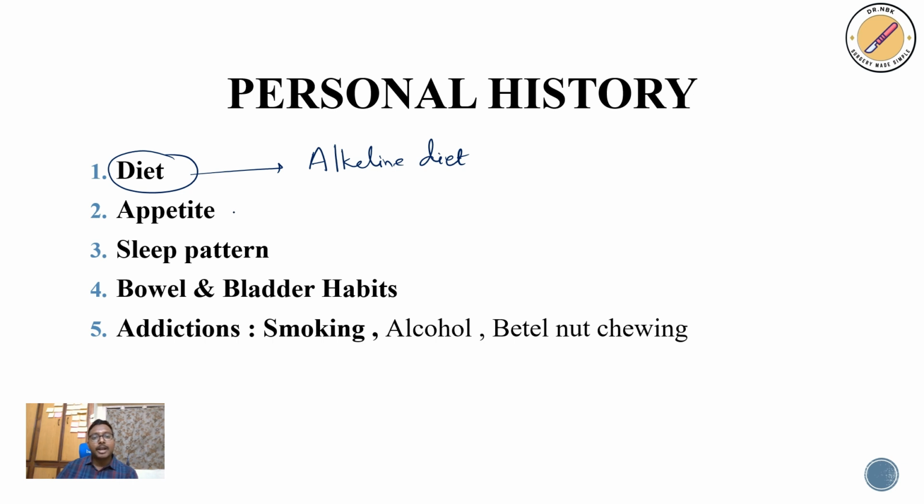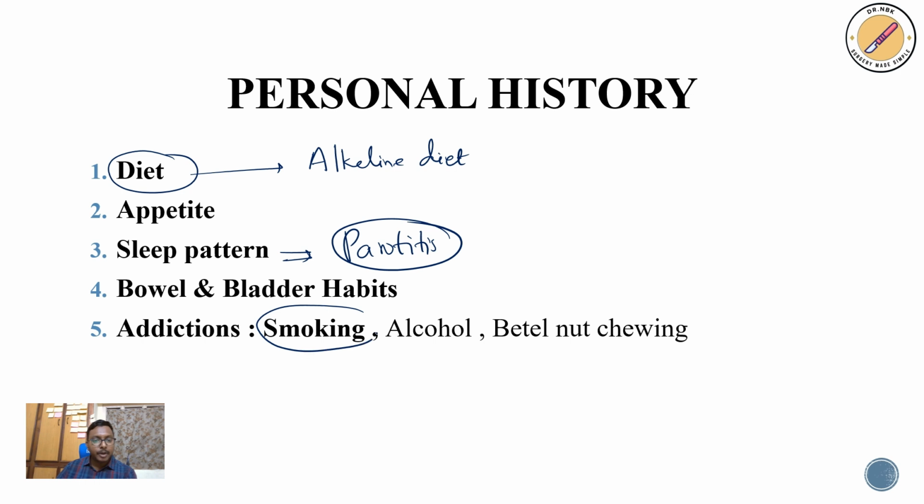Then appetite, I told you it is lost in diabetes mellitus. I mean, it is lost in tuberculosis and malignancy. So whenever there is loss of appetite, it may suggest that it can be a malignancy. Then sleep pattern, in case of acute parotid swellings, in case of inflammatory swellings, it is more important. So in case of parotitis, there will be severe pain which will disturb the sleep of the patient. Bowel and bladder habits, nothing much to do here.